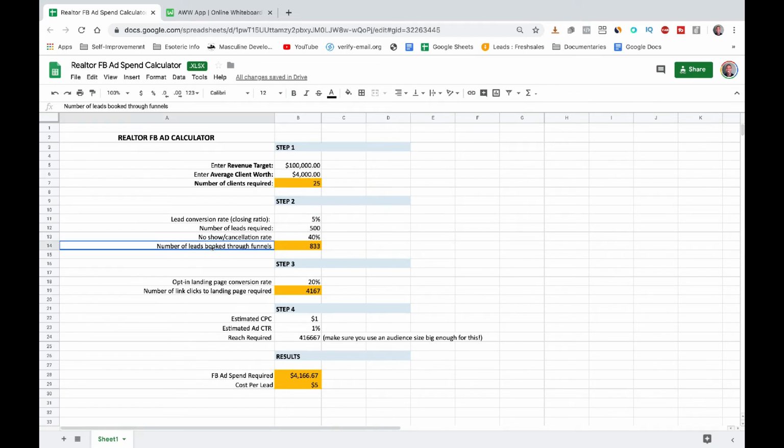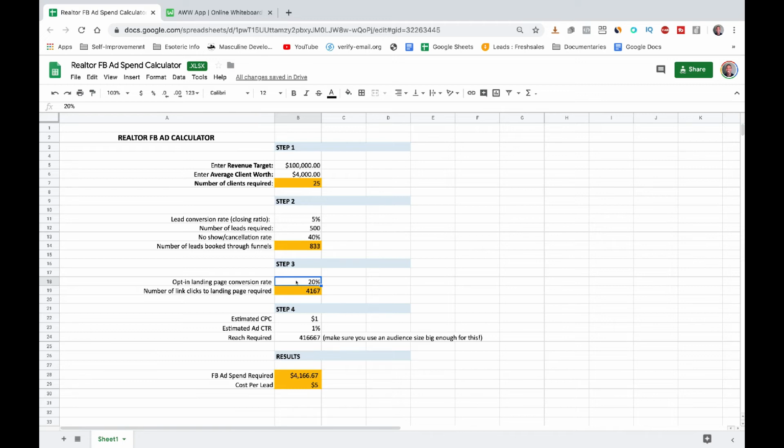So now, this is where the number of leads necessary to book through certain funnels comes in. Again, this goes through the process. I'm not going to go through it right now. I've got tons and tons of videos where I show you how it works, what a funnel is, and so on. If you want to check it out, I will include it over here, and you can go check out those videos and see how the process works. So then the third step is the opt-in landing page conversion rate. Again, go and watch those videos.